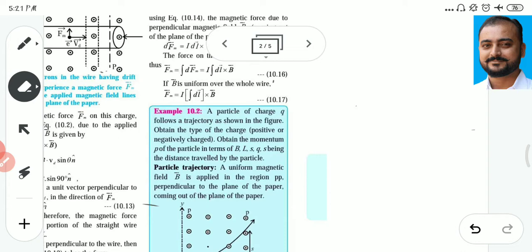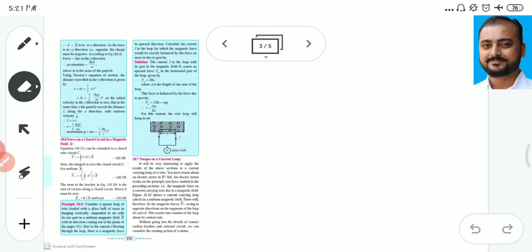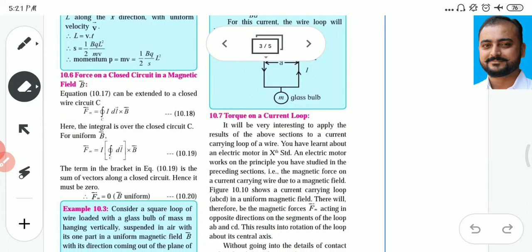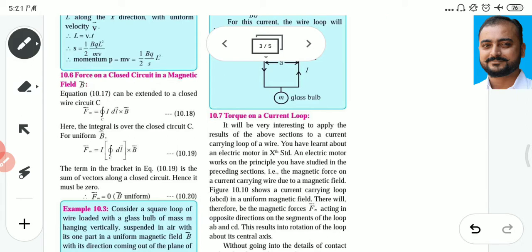So the next point that we have to study is the force on a closed circuit in a magnetic field B bar. Now what we consider here, instead of having a wire, is a closed loop. Let me consider this loop like this, say A, B, C, D, a loop of wire, and here we have to calculate the force due to the magnetic field.